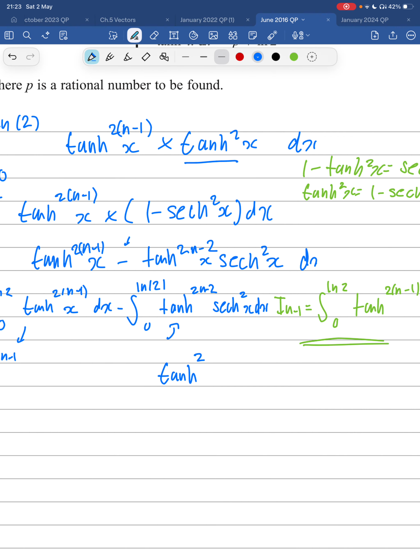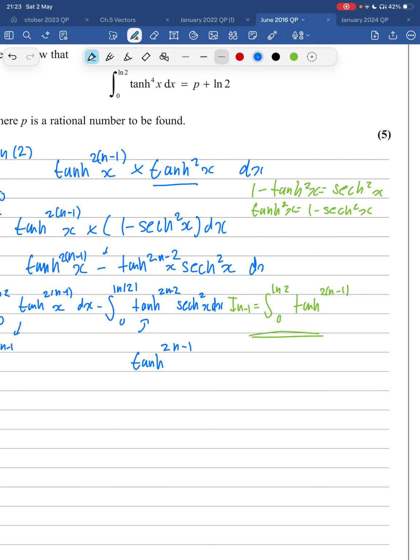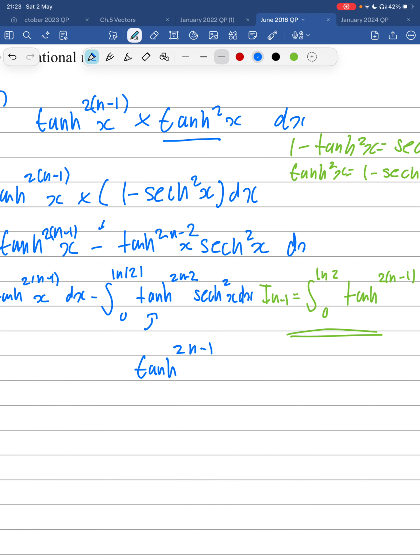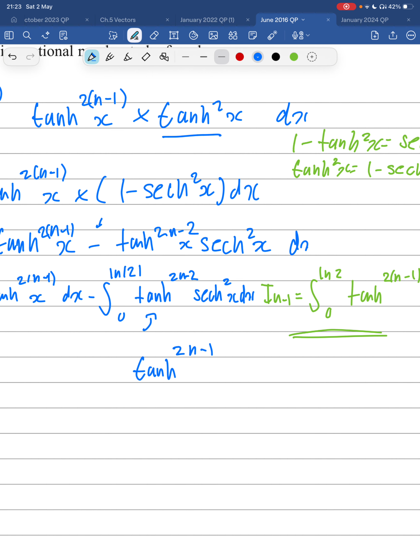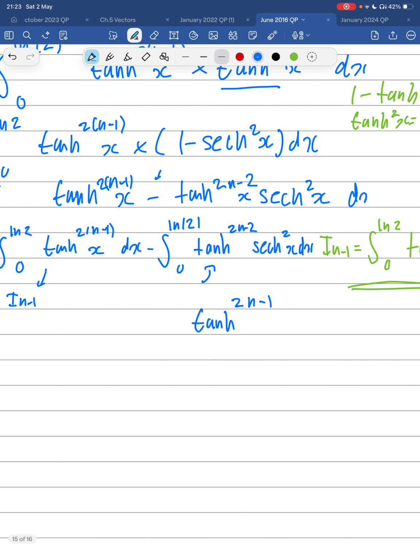I'm going to say, okay, what if I did tanh^(2n-1)? Because obviously, the way this works is when you integrate, you could differentiate back into it. So we're going to differentiate this and see where we get. What occurs? Let's differentiate this. tanh^(2n-1). What happens when you differentiate tanh? You get sech squared x, so we'll do that.